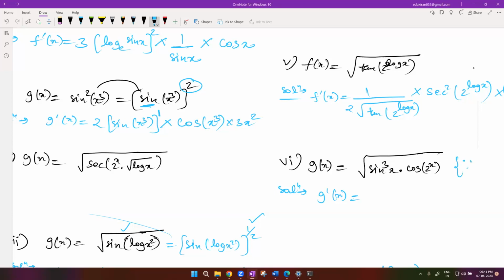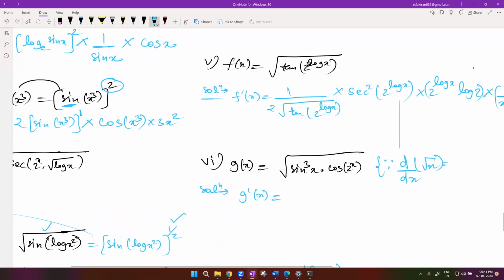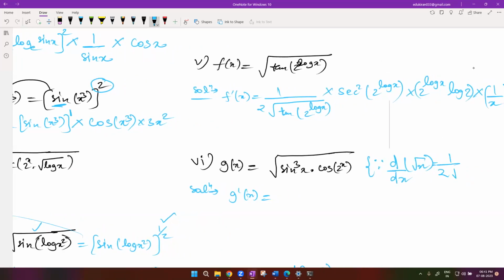By analogy to this formula, d by dx of root x is equal to 1 by 2 root x, right? So first we'll start with 1 by 2 times the same quantity inside the root, sin cube x into cos of 2 to the power x, which we can also write as 1 upon 2 g(x), right? We have previously done it many times.